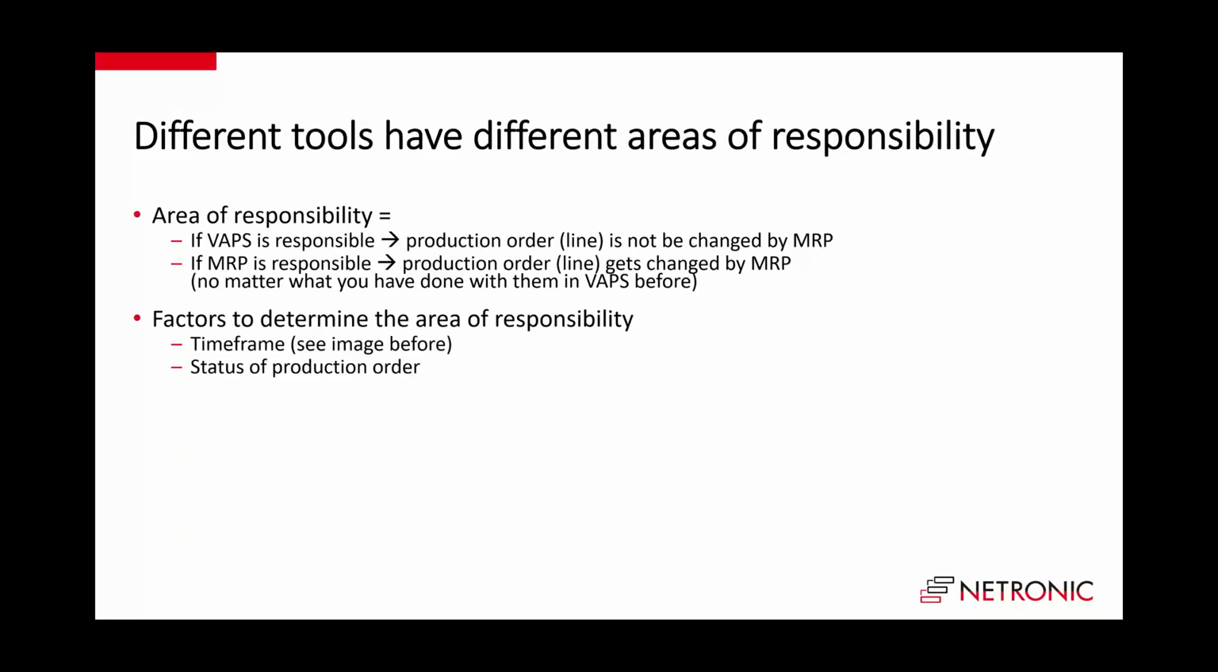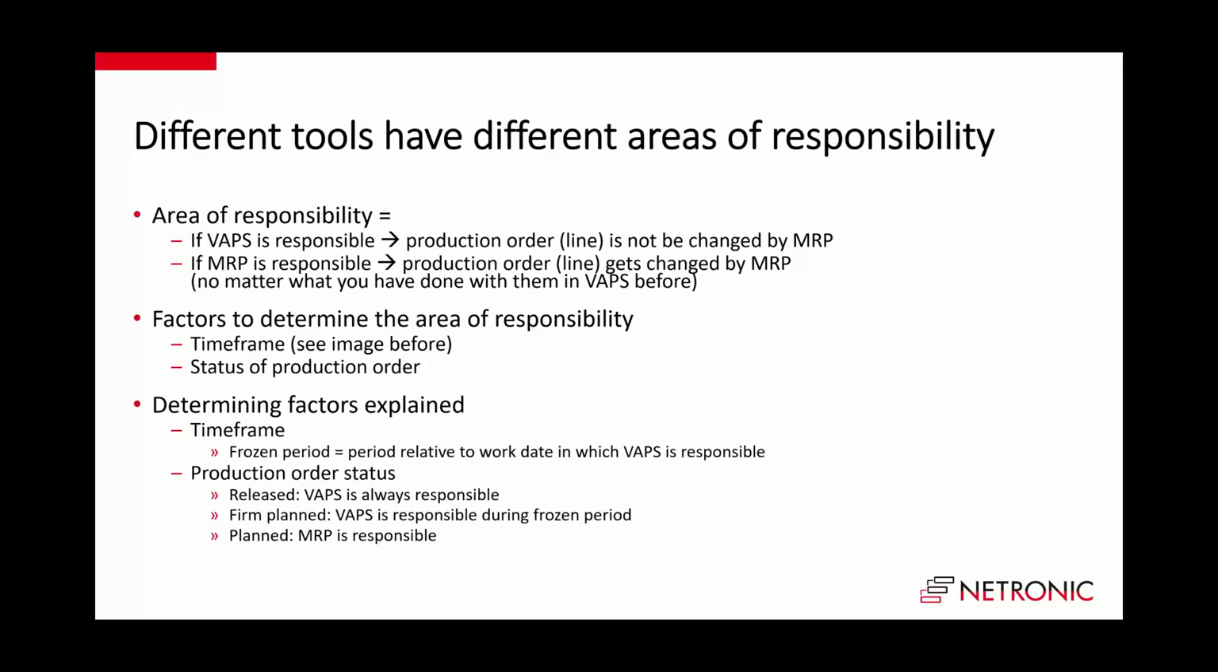So the factors that we initially started with to determine the area of responsibility are the time frame, like the image before. There's a shorter period of time, VAPS, and the period of time following this VAPS period, it's MRP, and of course there's the status of the production order. So with the time frame, we introduce something that we call the frozen period, and the frozen period is a period that we define relative to the work date, and in this period the VAPS is responsible, period.